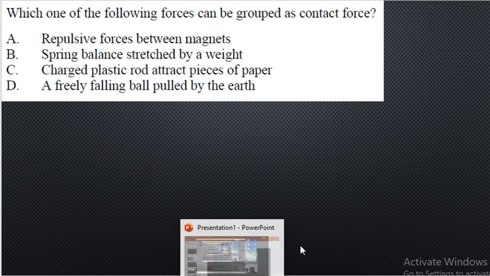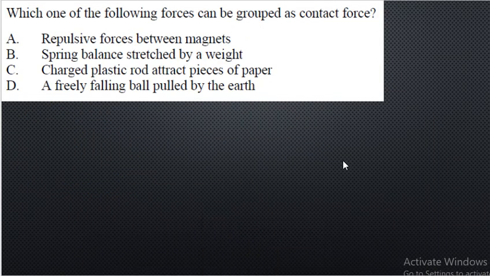The next question is, which one of the following forces can be grouped as contact force? In the previous video, we have seen the two types of force, contact and non-contact. Particularly, I was stressing non-contact force. Those are magnetic force, gravitational force, and electrical force. Remember those.